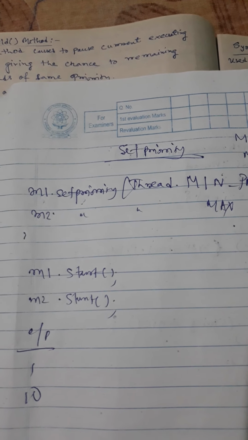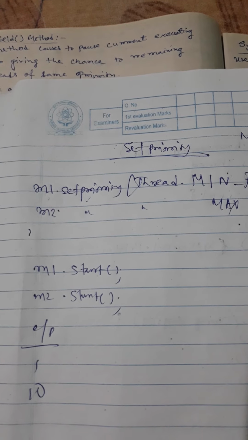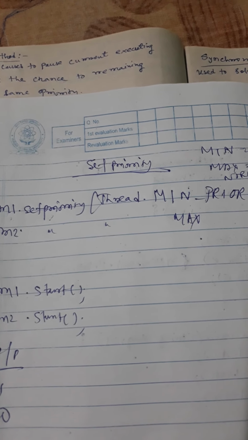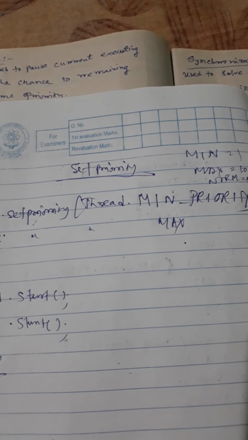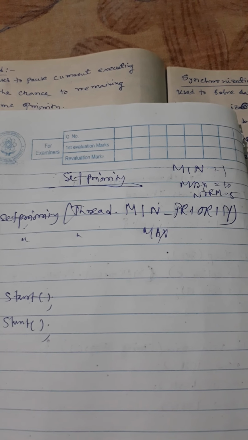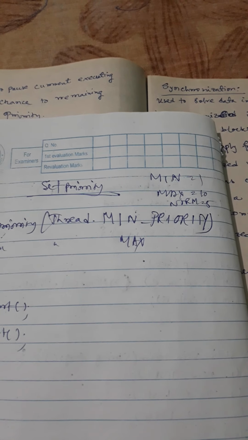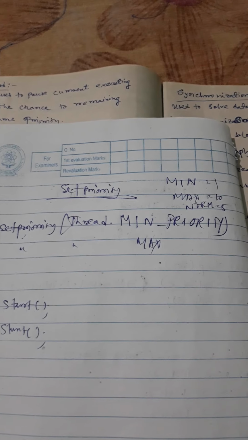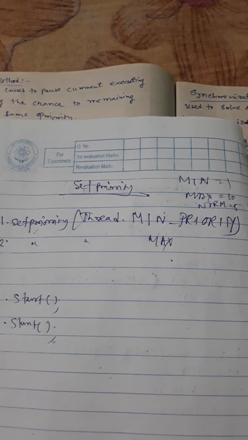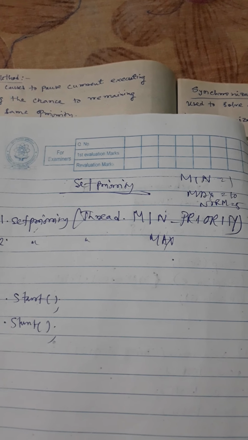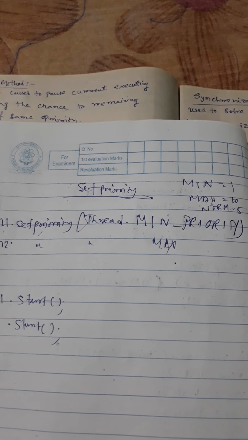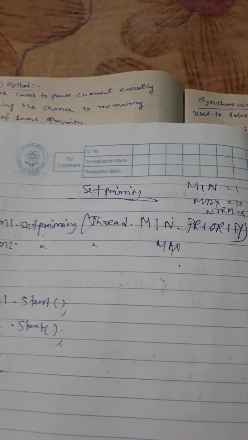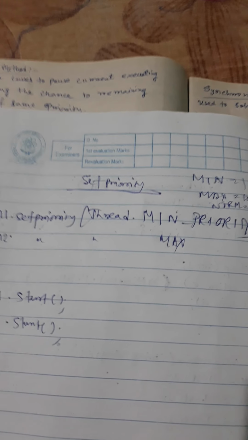Next is setPriority. Actually, if we assign priority to each thread, we have to use setPriority. The Thread class defines several priority constants. Suppose MIN_PRIORITY equals 1, NORM_PRIORITY equals 5, MAX_PRIORITY equals 10. If your thread is at min priority, it will show the output 1. If your thread is at max priority, it will show the output 10. By default, normal priority is 5. If you do not declare it, or if your threads have the same priority, then it will show the output 5.